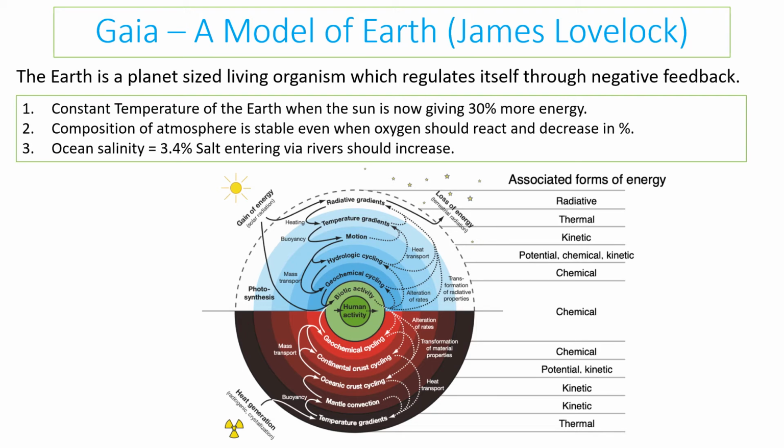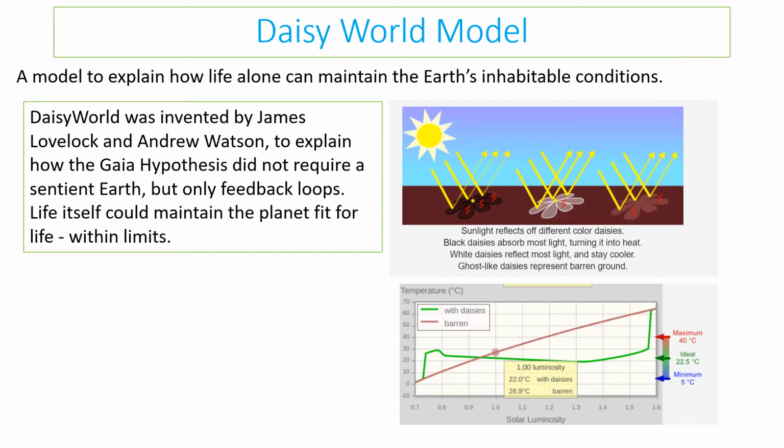And James Lovelock has been able to use this model of the Earth being an organism to predict how the Earth will change in the future and to explain how the Earth works. Now, one thing he came up with was an explanation of how the Earth maintains its habitable conditions. This was created by James Lovelock and Andrew Watson, and it explained that the Gaia theory didn't actually require an intelligent planet, but only feedback loops. And actually life itself was what kept the planet within safe limits.